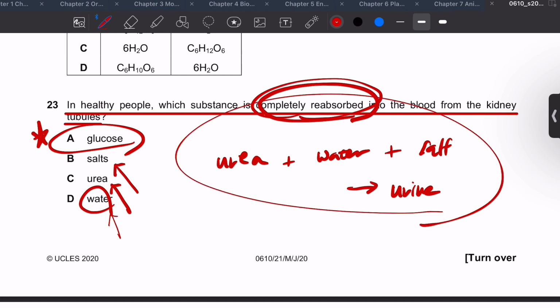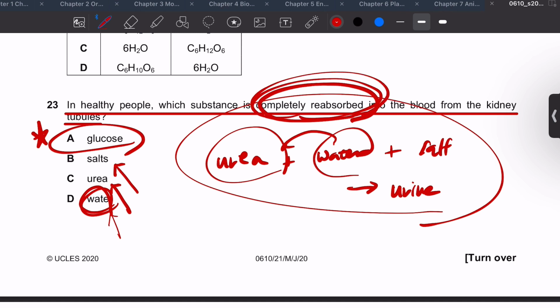So putting water in urea, or together with urea, is the way that we get rid of the urea, or excrete. And without water, that can't happen. So we can't completely reabsorb all of that water. We have to excrete some of them. Okay? So the answer is A for this one.